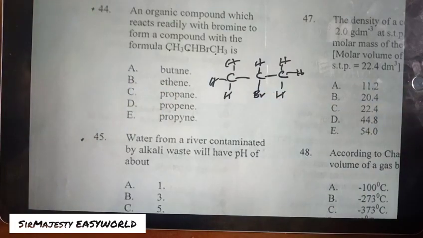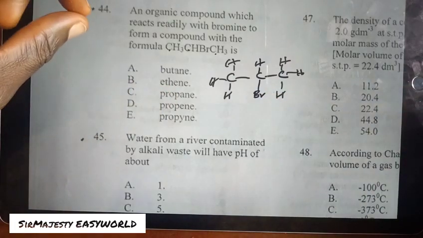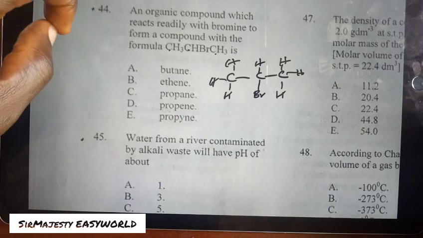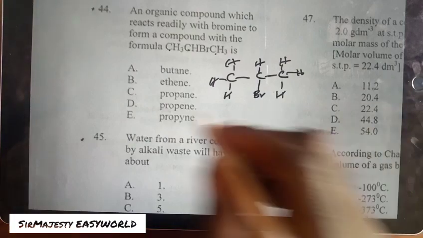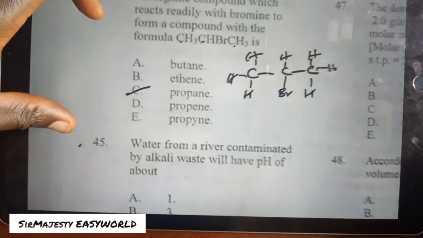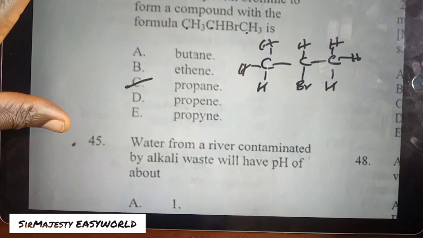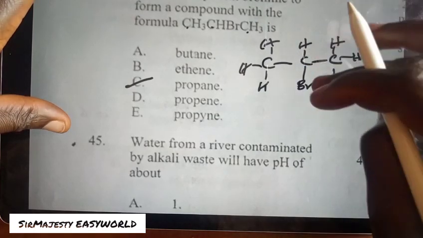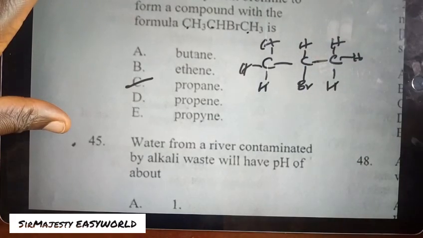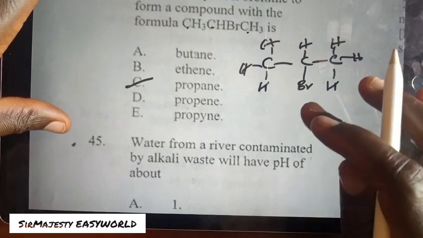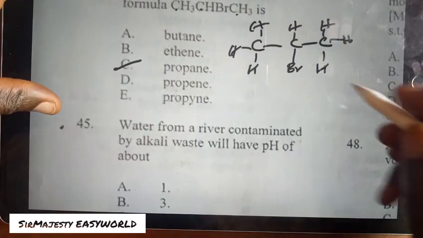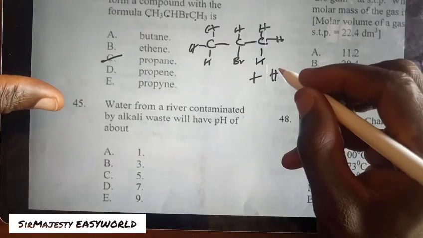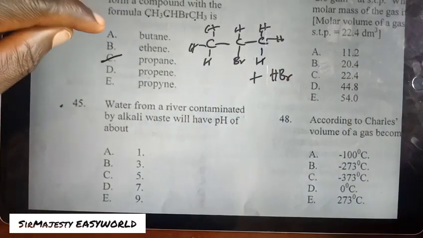So a substitution reaction, if it were to be, let's just check, an organic compound which reacts readily with bromine to form, of course, it's propane, because if it is propane, its addition reaction is going to form either 2,2-dibromopropane, or not just 2-bromopropane. No, for accepting only this one, that's a substitution reaction, which means what will be formed alongside is also HBr. So please, it should be propane.